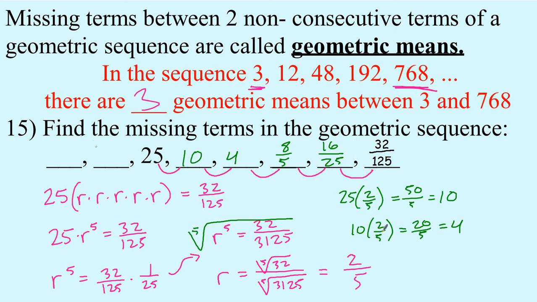Now to go in the other direction, we need to divide. So 25 divided by 2/5 is really 25 times 5 over 2, which is 125 over 2. So instead of multiplying by 2/5, you're now dividing by 2/5, which is multiplying by the reciprocal. All right, that's keep, change, flip. We do it again, and the first term is actually 625 over 4. So a little trickier.